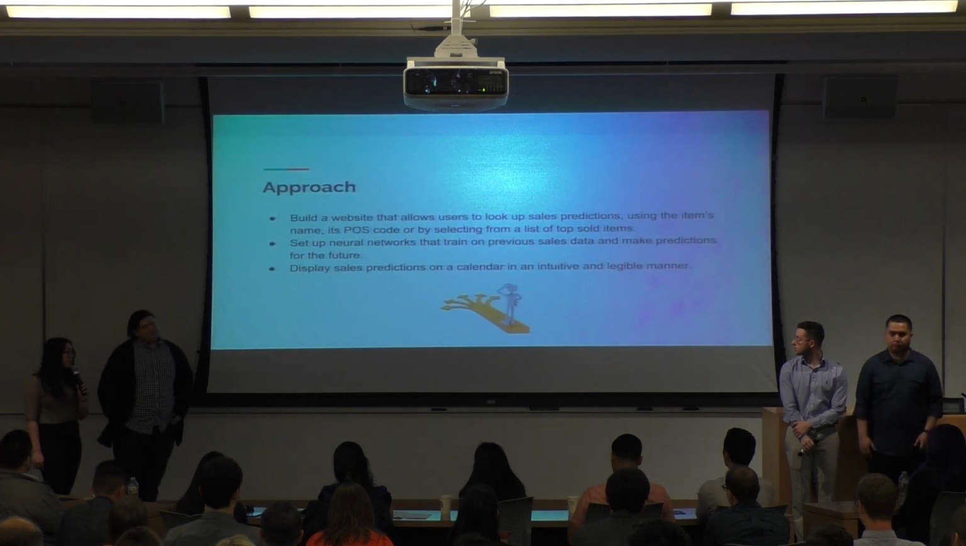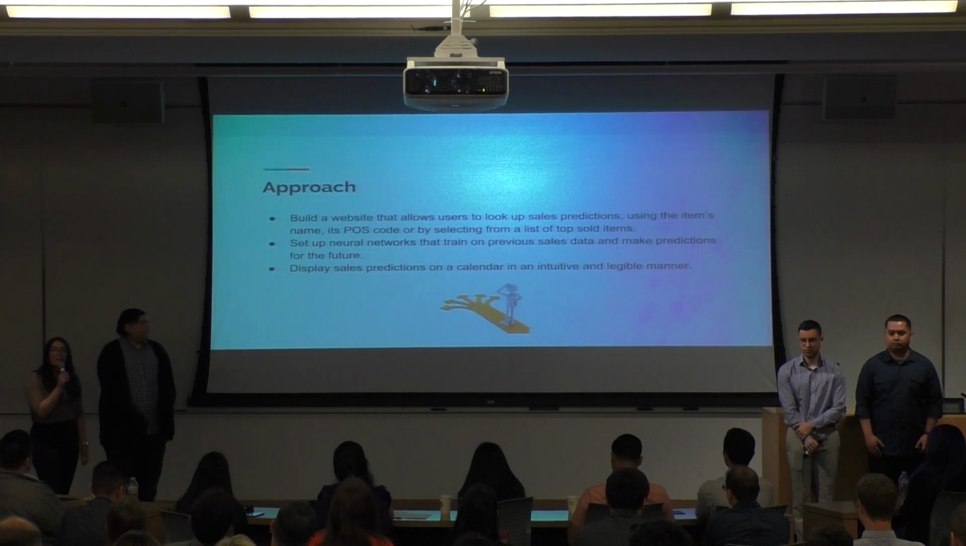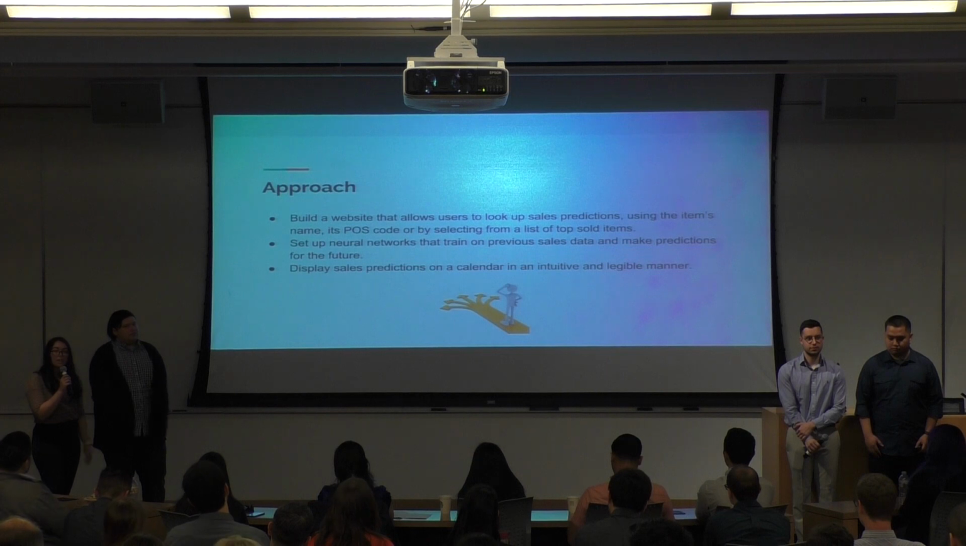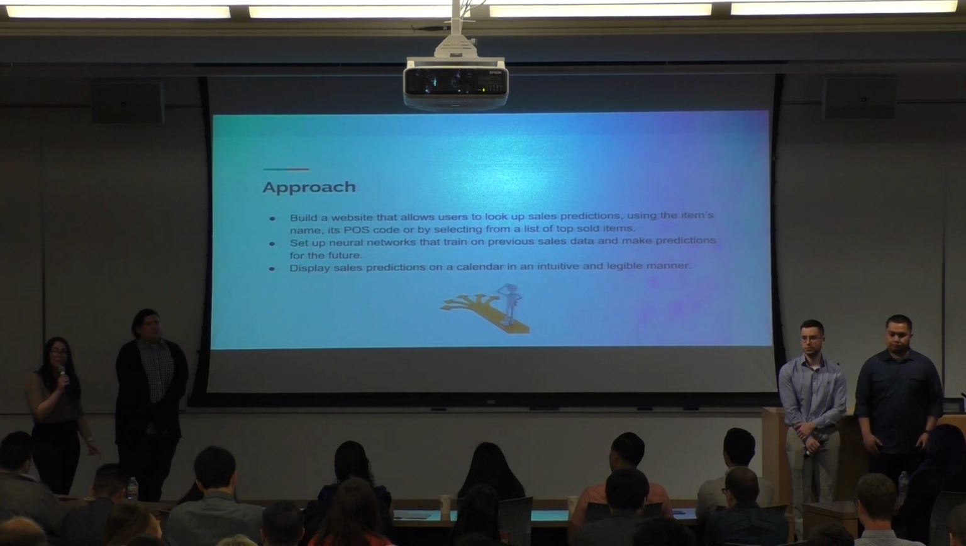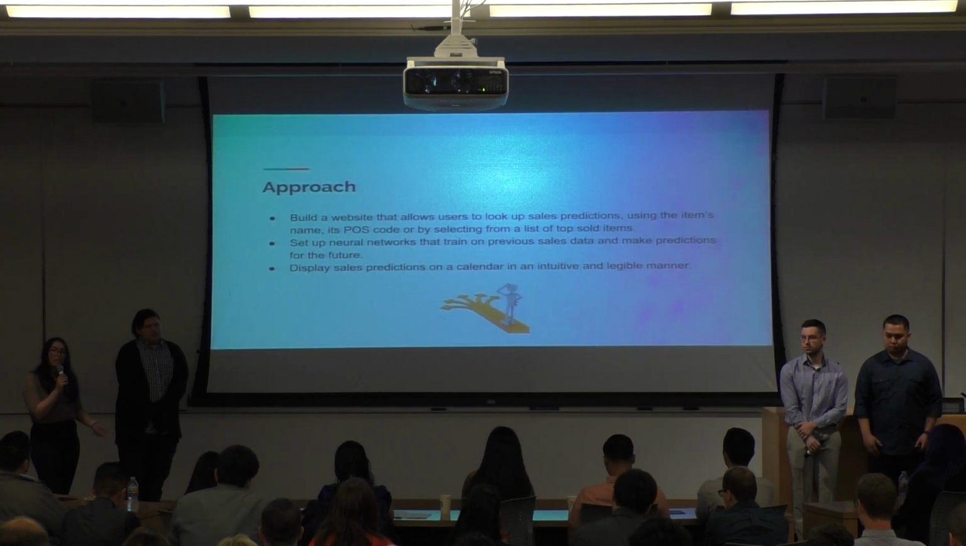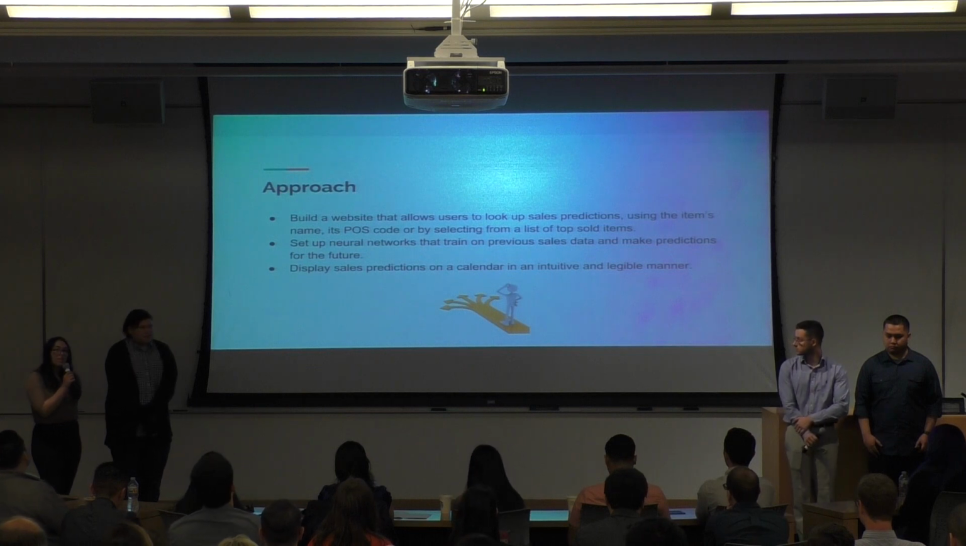Okay, so for our approach, we were tasked on building a website, and within that website, we allow the user to look up an item 3 different ways. We first allow the user to search up an item in the search box by using its name or the postcode. We also made a list of the most sold items where you can click on it and see the prediction.